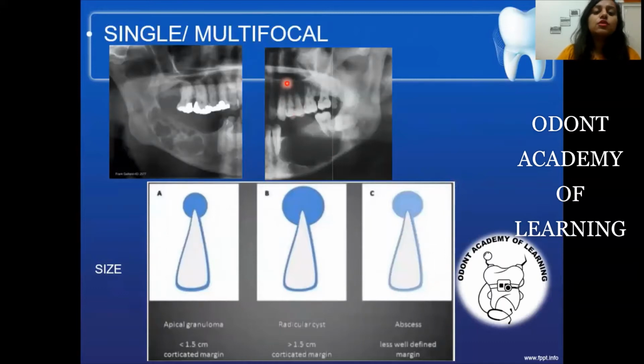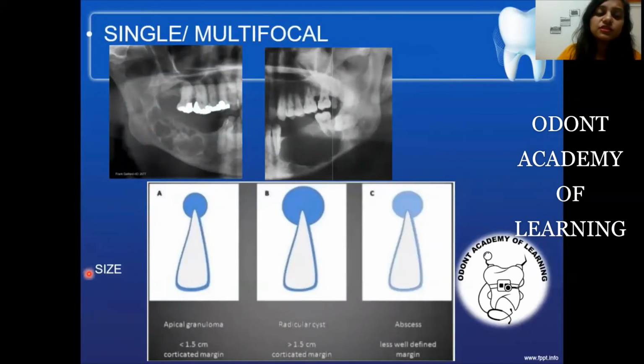Then it comes to whether the lesion is single or multifocal. Single, as in the case of a cyst. In the case of long-standing cysts or tumors, there is some bone which is trapped, or there is a periosteal reaction, or the trabeculae get trapped. So it gives a multilocular or multifocal appearance.